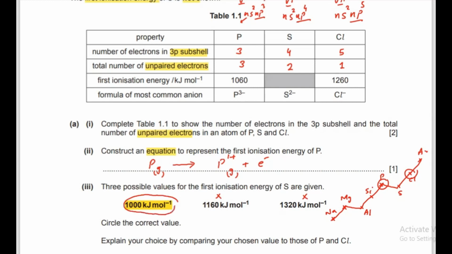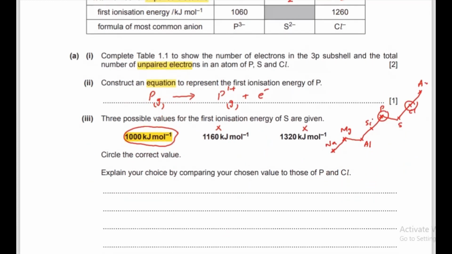The 1000 kJ per mole is the ionization energy of sulfur. Now, the reason: explain your choice by comparing your chosen value to those of phosphorus and chlorine.